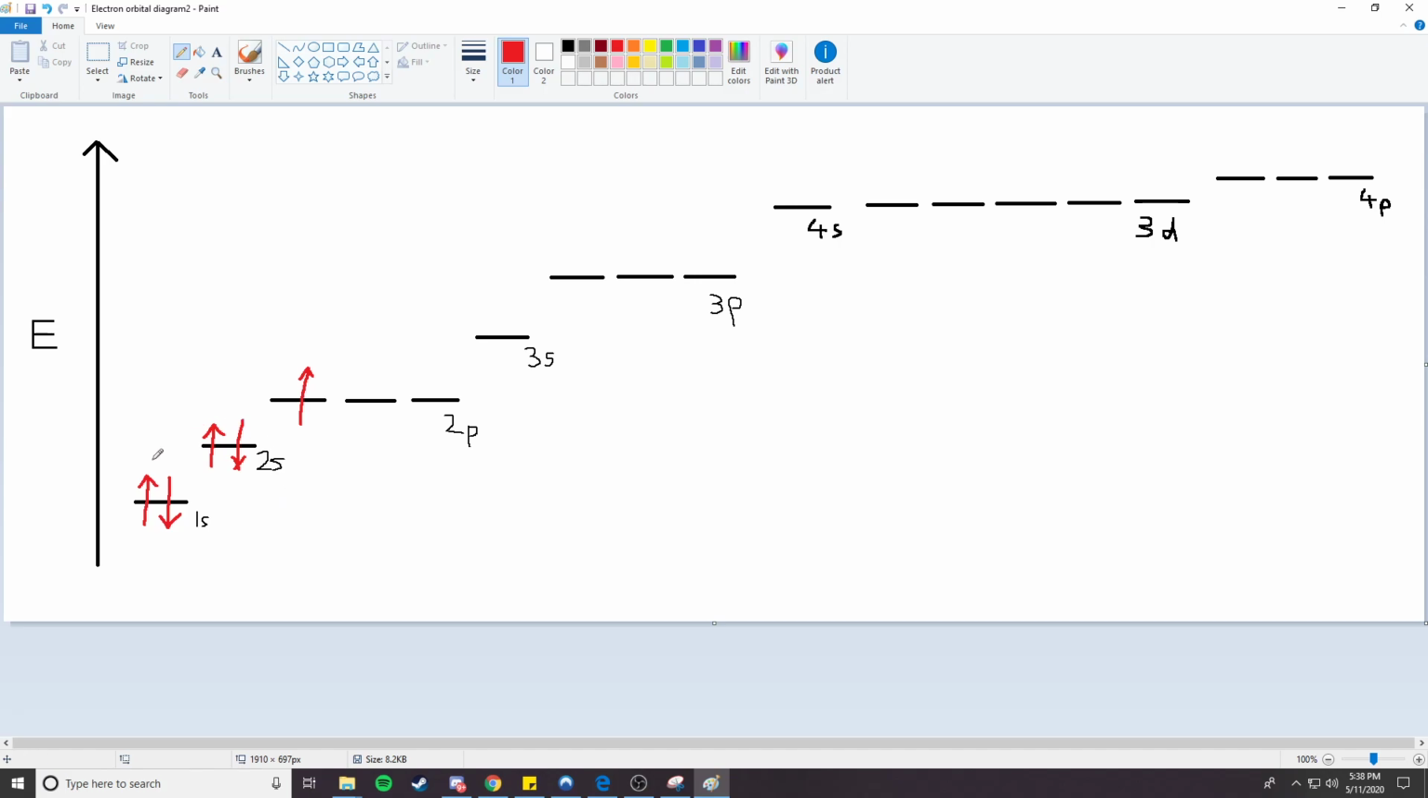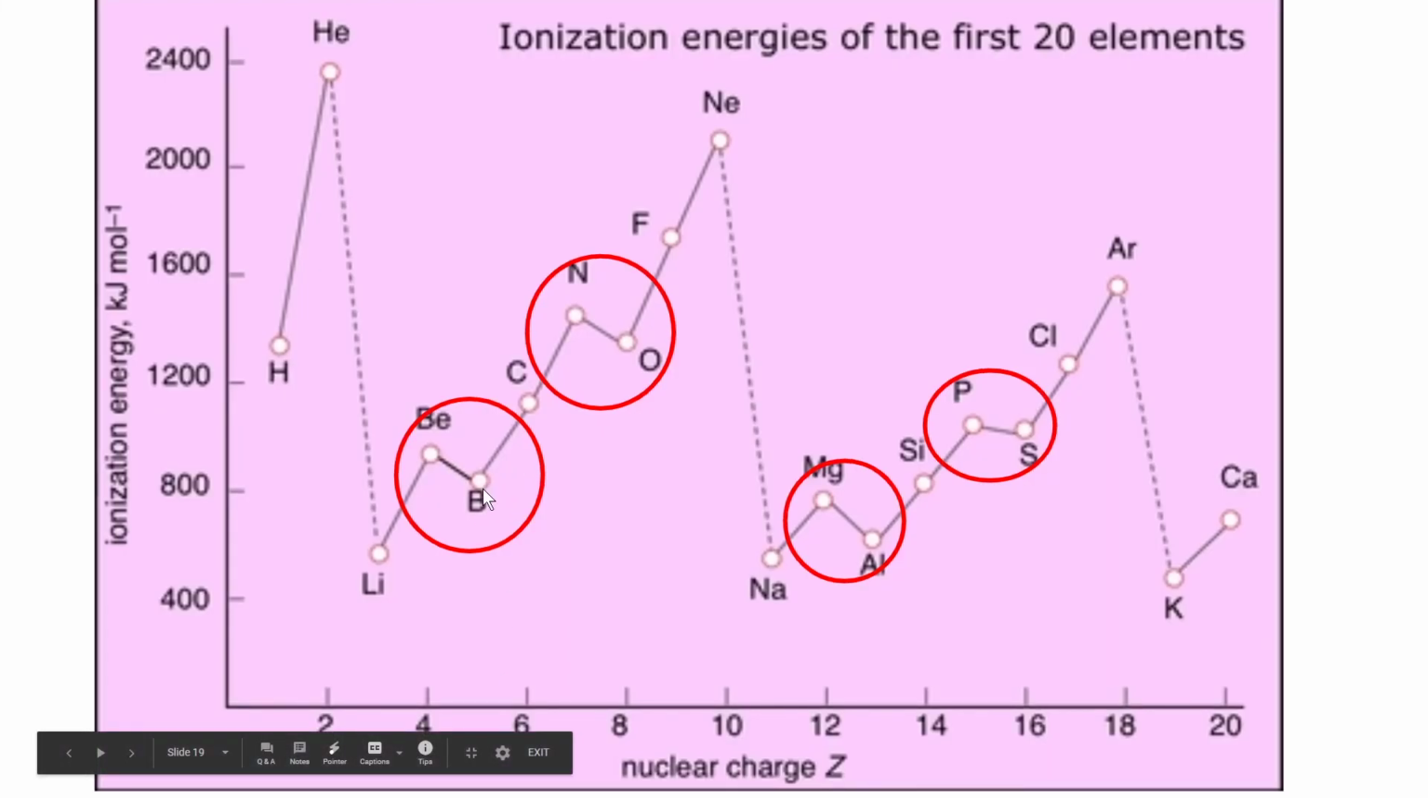Beryllium, with the 4 electrons here, has a nice stable configuration. It's lower in energy, meaning it's hard to remove 1 electron. It's harder to remove this 1 electron from beryllium than it is to remove this higher energy electron in boron. So when we go back to here, we can see that it takes less energy. This is ionization energy here. It takes less energy to remove this high energy electron from boron than it is to remove the stable electron from beryllium.